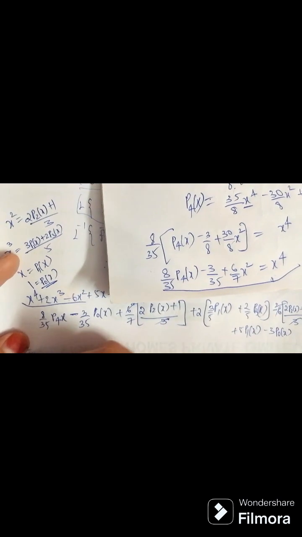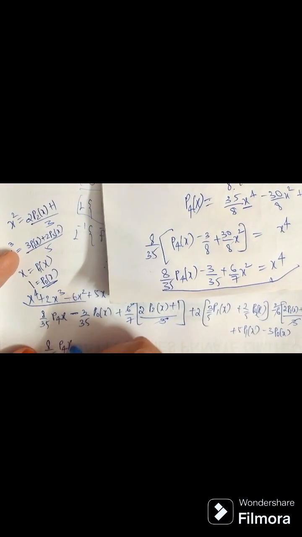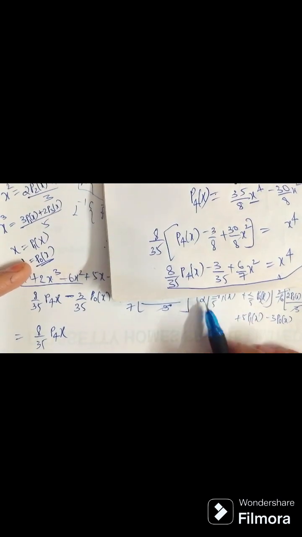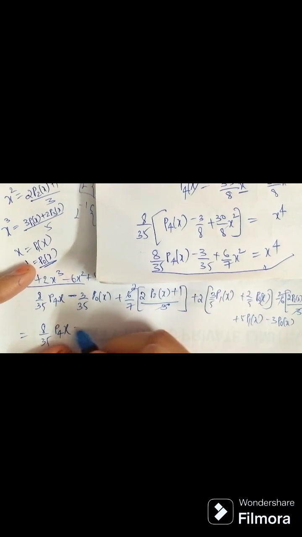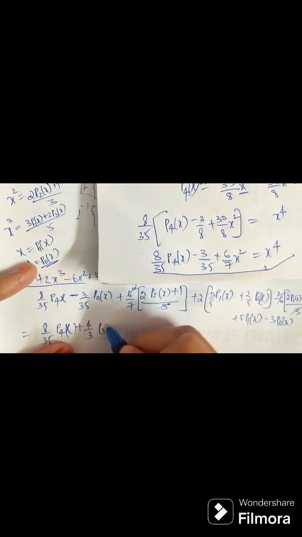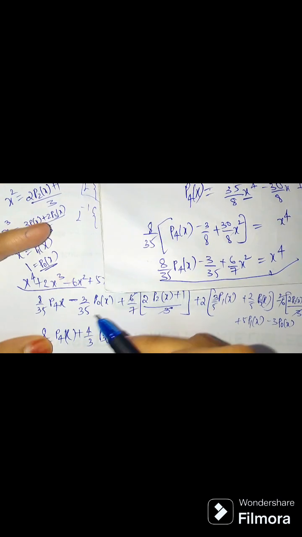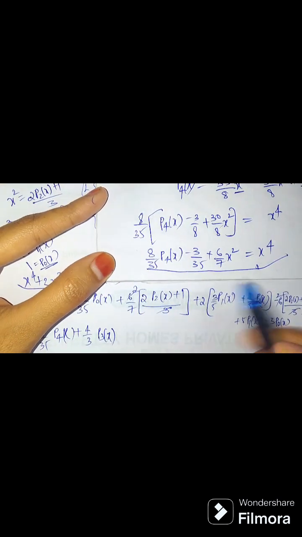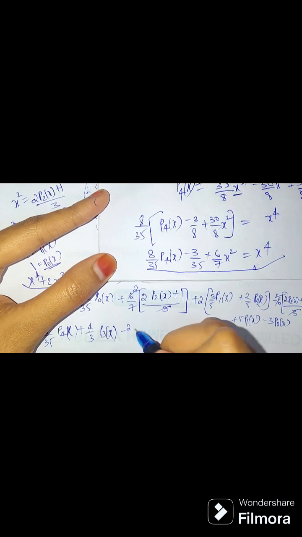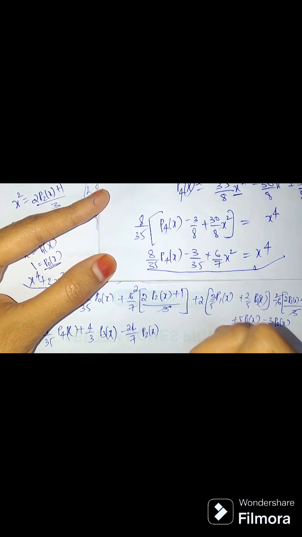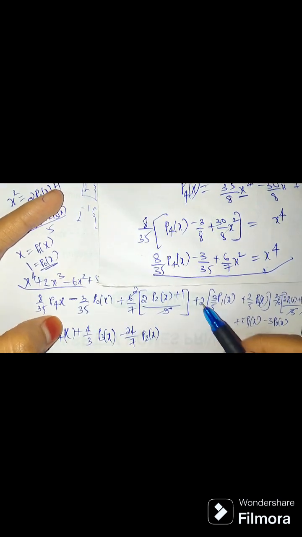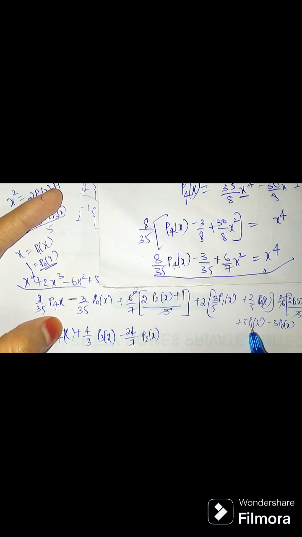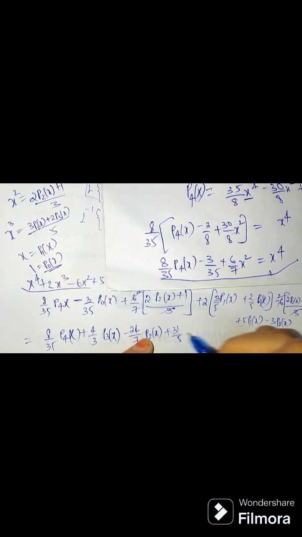So everything we expressed in terms of Legendre's polynomials. Finally, we just need to solve this. That's it. So 8 by 35 P4 of x. Here 2 into 2, 4 by 5 P3 of x. P2 of x, it will be 4 by 7 and here minus 4, that means minus 24 by 7 P2 of x. Next P1 of x, this 6 by 5 and this 6 by 5 plus 5. So that will be 31 by 5 P1 of x.